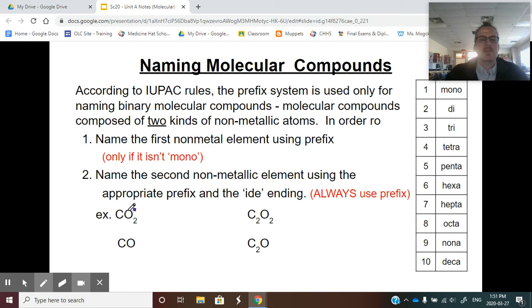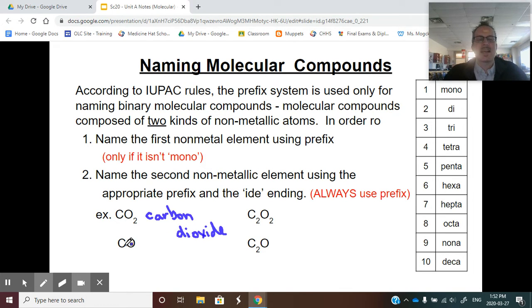So we're going to name the C, which is, of course, carbon. Now, carbon has a 1 here. It's just not shown, but we don't use mono if it's on the first element. And then O2 would be oxygen, and because there's 2, it's di. And we're going to call it oxide with an IDE ending. So carbon dioxide. No real surprise there. Every single person walked into the room knowing carbon dioxide already.